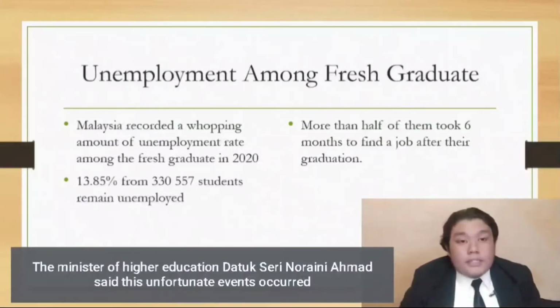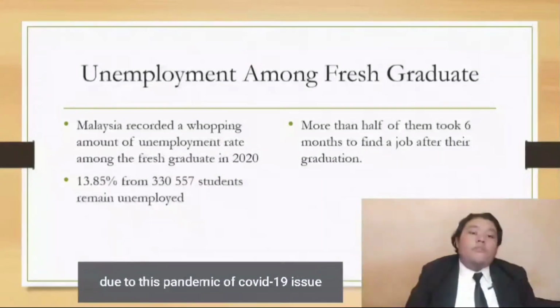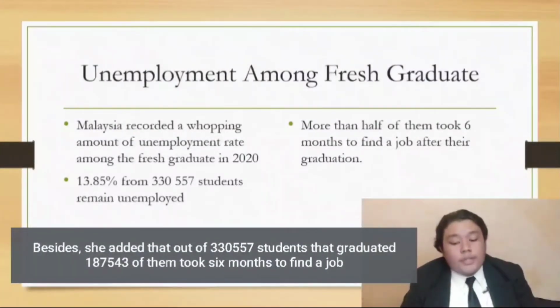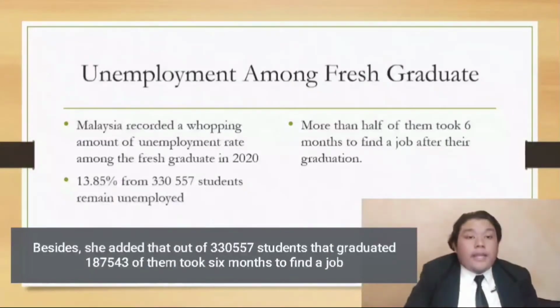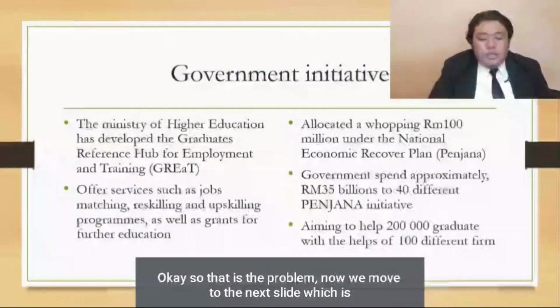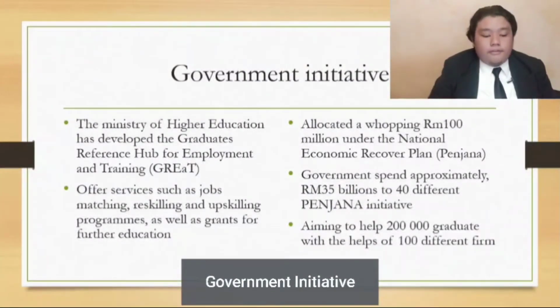Higher Education Minister Datuk Seri Ridhaini said that this unfortunate event occurred due to the COVID-19 pandemic. Besides, she added, out of 330,557 students that graduated, 187,543 of them took 6 months to find a job after their graduation. Okay, so that is the problem. And now we move to the next slide, which is government initiative.